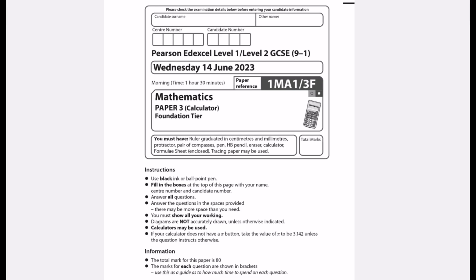This is the Edexcel Paper 3 Foundation Tier from June 2023.